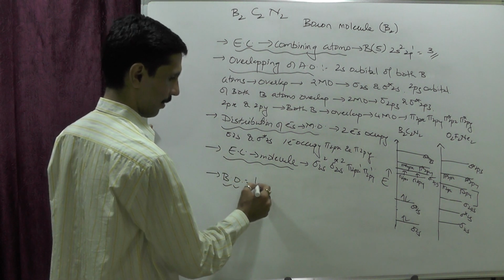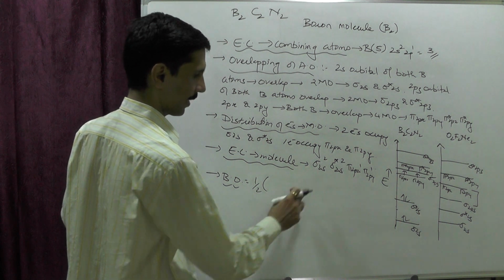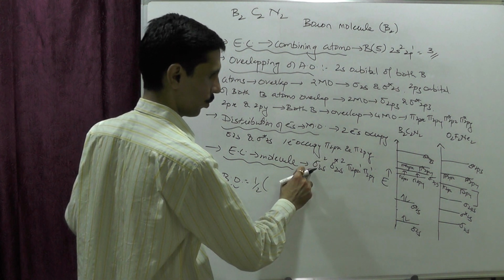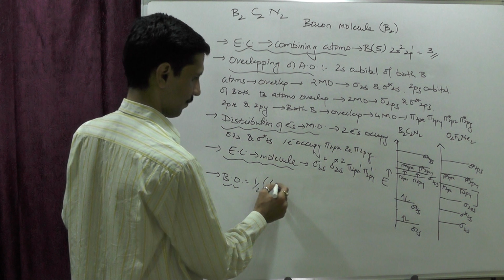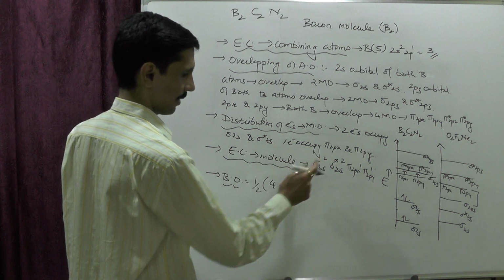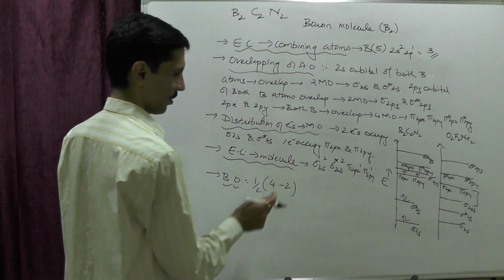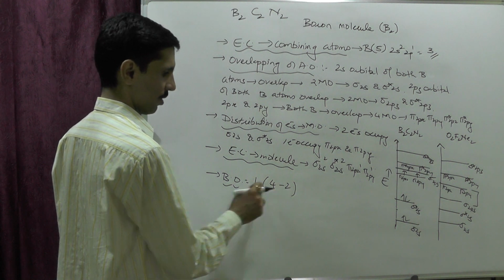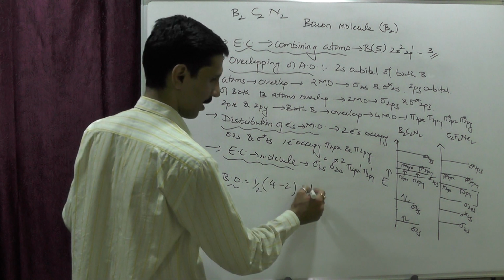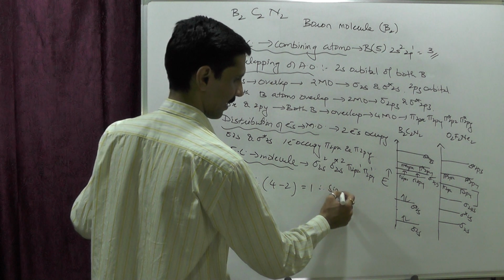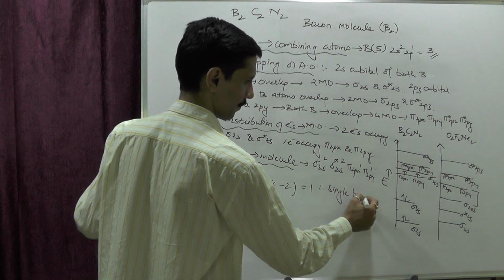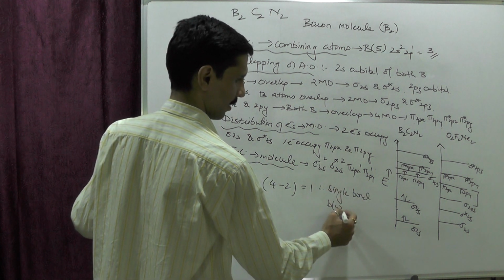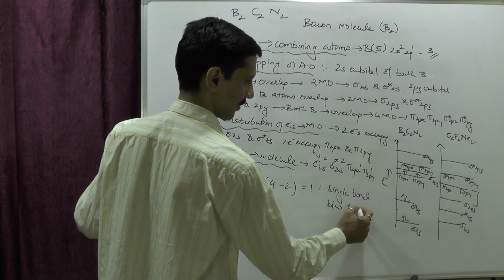Bond order, you know the formula, half into number of electrons in bonding. कितने हैं without star वाले? 2, 3, 4, minus anti bonding में कितने हैं? 2. Okay, तो 4 minus 2 is 2 and half into 2 is 1. So that means there is a single bond between the 2 boron atoms.